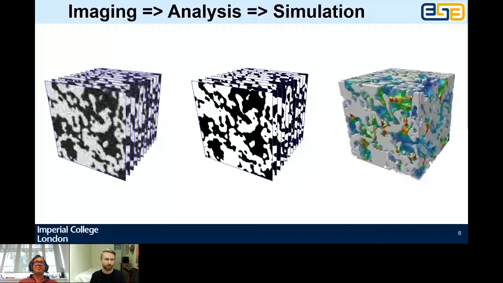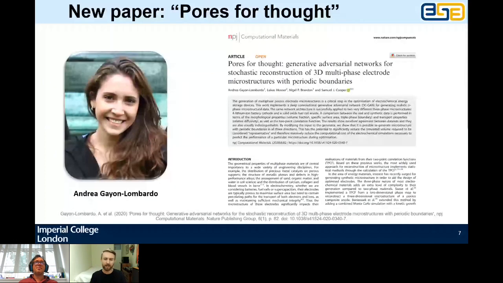So the first paper I'm going to talk about is from the fantastic Andrea Gayon Lombardo, who is a student of mine at Imperial, and she's recently published a paper, Pause for Thought, Generative Adversarial Networks for Stochastic Reconstruction of 3D Multi-Phase Electrode Microstructures with Periodic Boundaries. What does all of that mean?